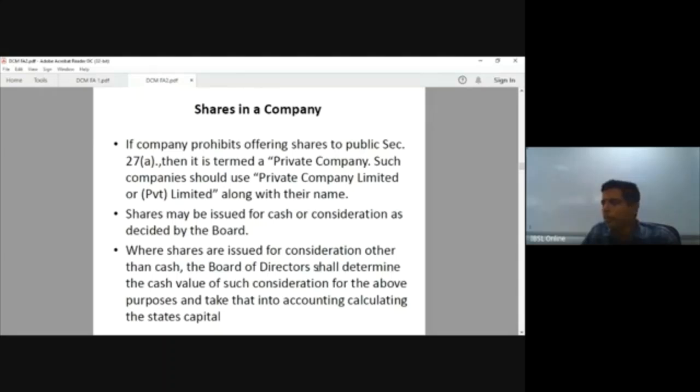Even though we said consideration as decided by the board, normally shares will be issued only for cash, or 99% or 100% of the shares will be issued for cash. Where shares are issued for consideration other than cash, the board of directors shall determine the cash value of such consideration and take that into account in calculating the stated capital.